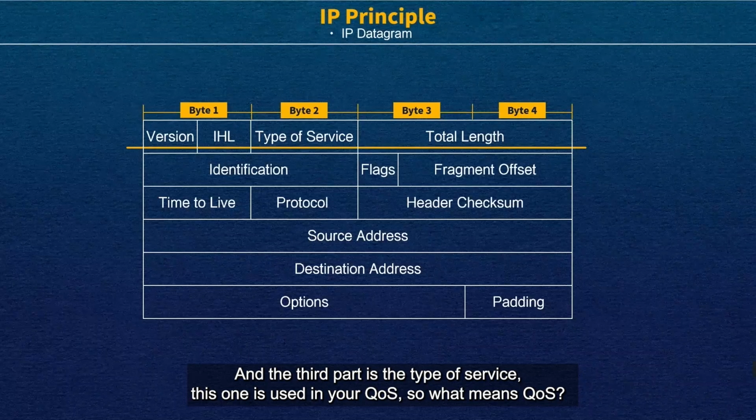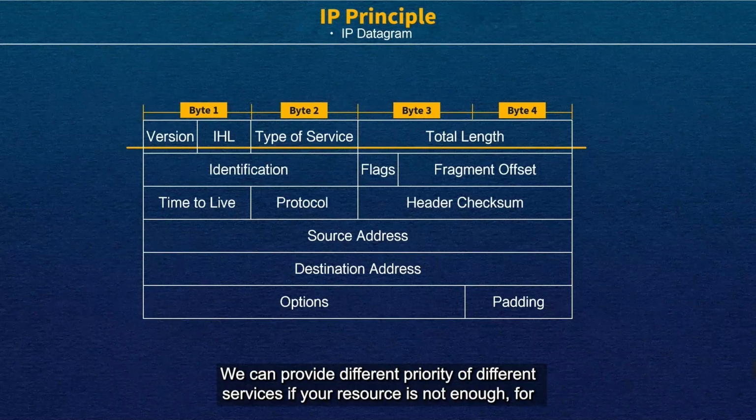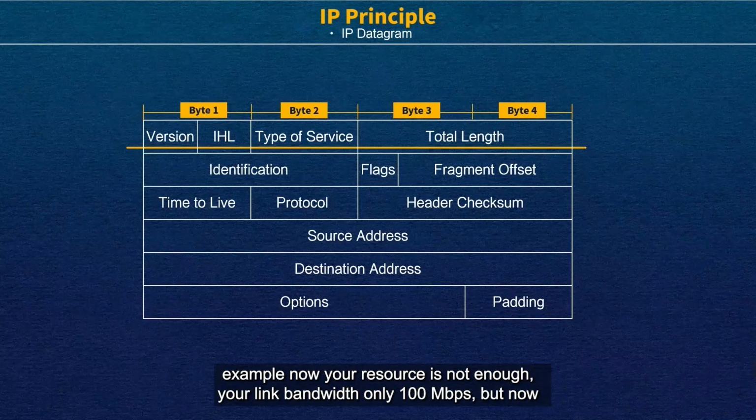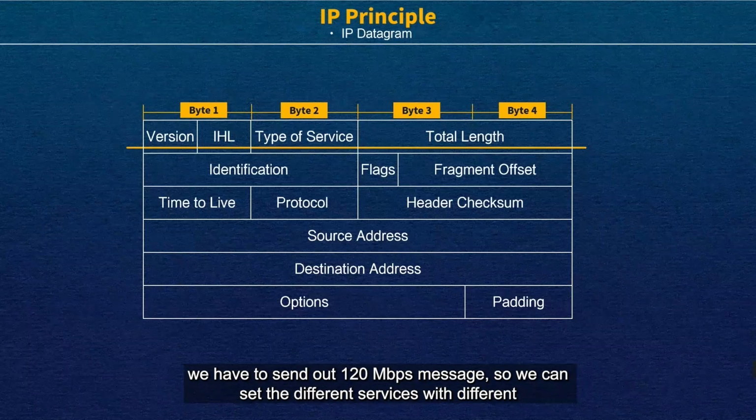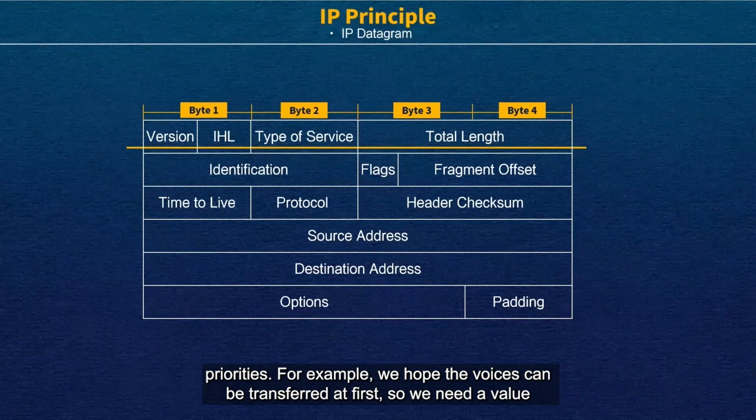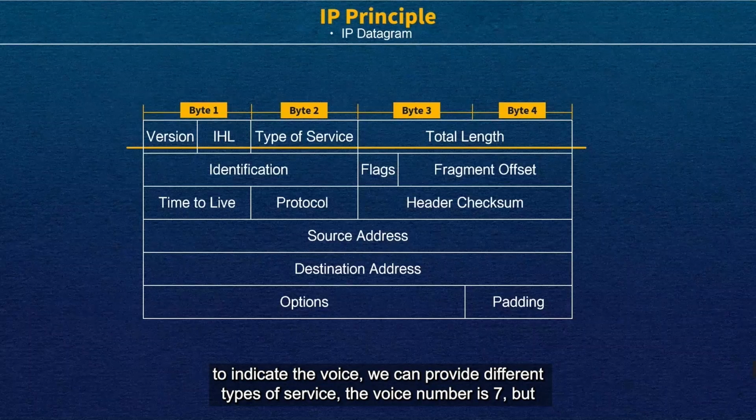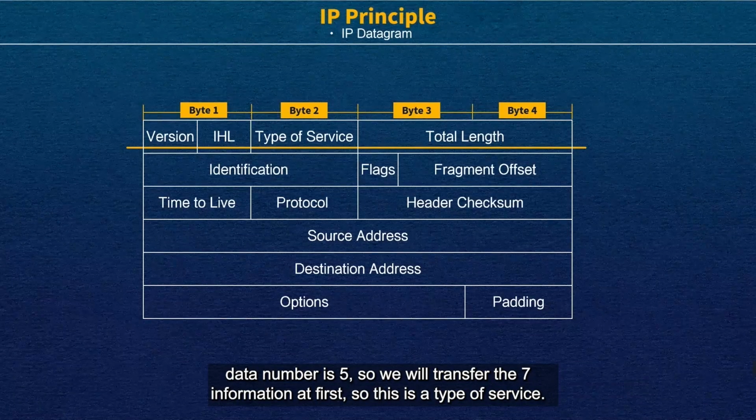And the third part is the type of service. This one is used in QoS. So what does QoS mean? We can provide different priorities to different services if your resources are not enough. For example, now your link bandwidth is only 100 Mbps, but we have to send out 120 Mbps of messages. So we can divide into different services with different priorities. For example, we hope the voice data can be transferred first, so we need a value to indicate voice. We can provide different types of service. The voice number is 7, but the data number is 5. So we will transfer the 7 information first. So this is the type of service.